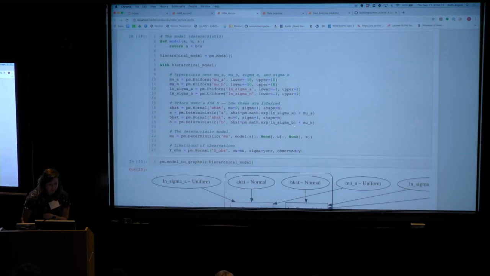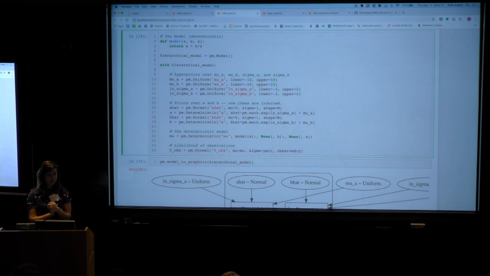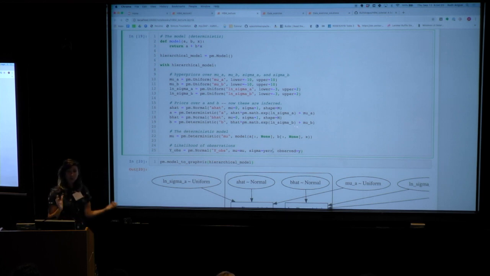So let's go from the bottom up. Here, this is the likelihood of the observations. It's the same, except I don't have slices anymore in y error and observed y. Before I had to slice because I was just taking the first line. Now I'm using all of the lines.